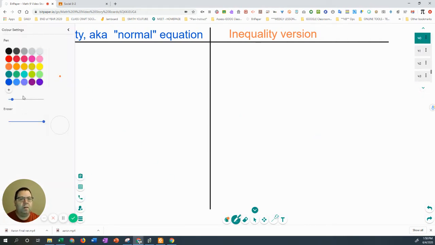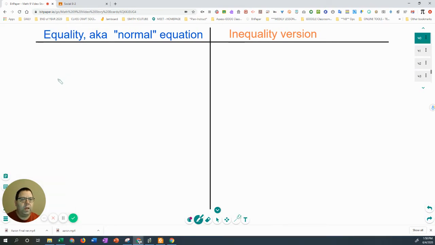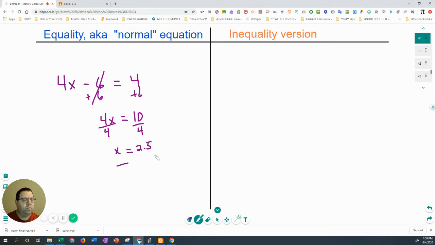All right, let's look at another one, okay? Let's say you had negative, no, let's not do negative because that's part of the special rule. Let's do 4x minus 6 is equal to 4, okay? All right, so let's add 6 to both sides, just like we normally do, there goes away. 4x is now equal to 10, all right? And now we're going to divide both sides by 4. And we get x is equal to 2.5, okay?